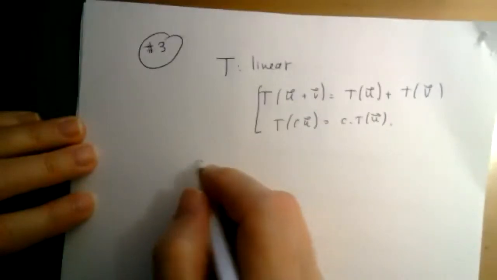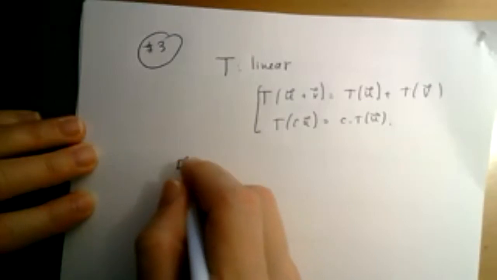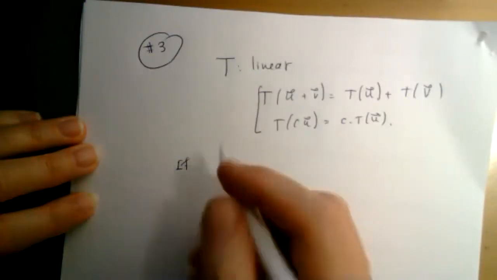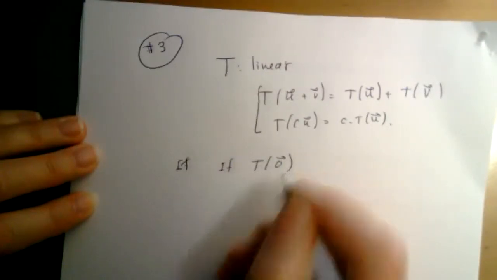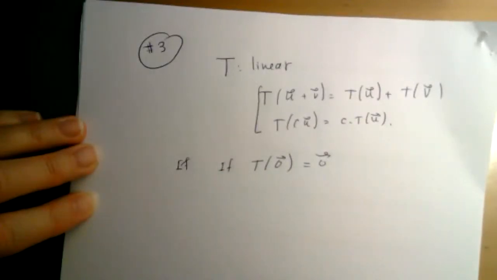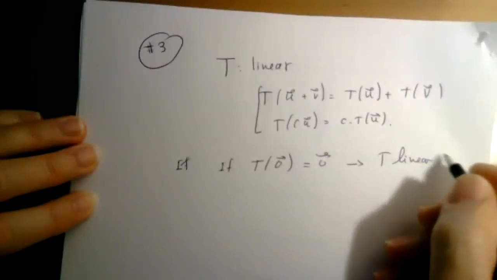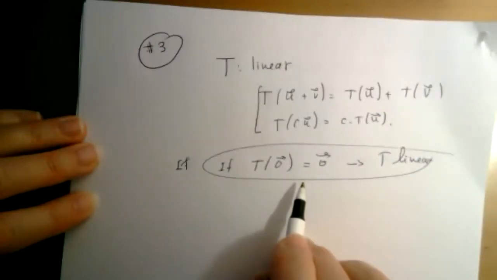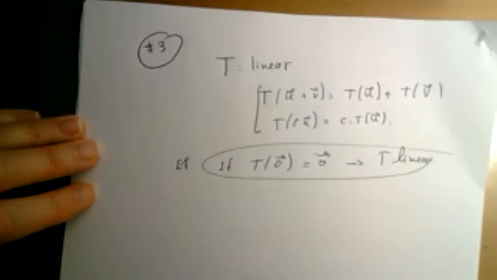I gave you a function and I asked you whether it is linear or not. Some students said they checked the value at 0 and found T of 0 equals 0, so T is linear. And this is absolutely a false statement. If T takes 0 to 0, it does not mean T is linear by any stretch of the imagination.